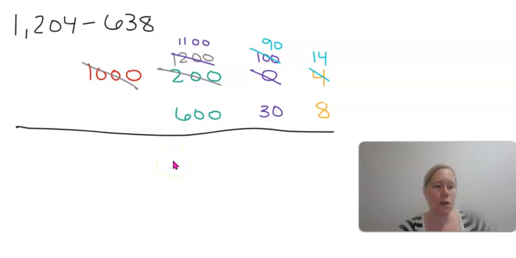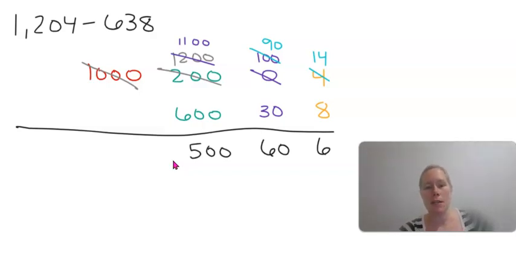So let's just go through, and we have 14 subtract 8. That gives us 6. We have 90 subtract 30. That gives us 60. We have 1,100 subtract 600, and that gives us 500. And then we don't have any thousands because we've regrouped all of them.